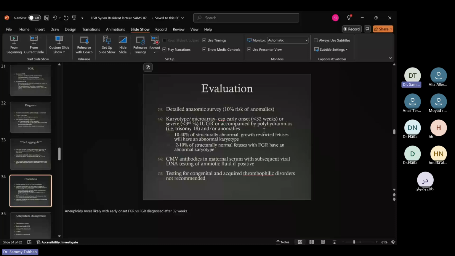If you do an amniocentesis, you can also check for infections. You can also check the maternal blood for antibodies against certain infections. Here in the US, we often offer CMV antibody testing, but depending on what infections are common in your area of practice, if those are associated with growth restriction, especially things like toxoplasmosis, for example, those are important infections to look for, depending on the region where you're practicing.